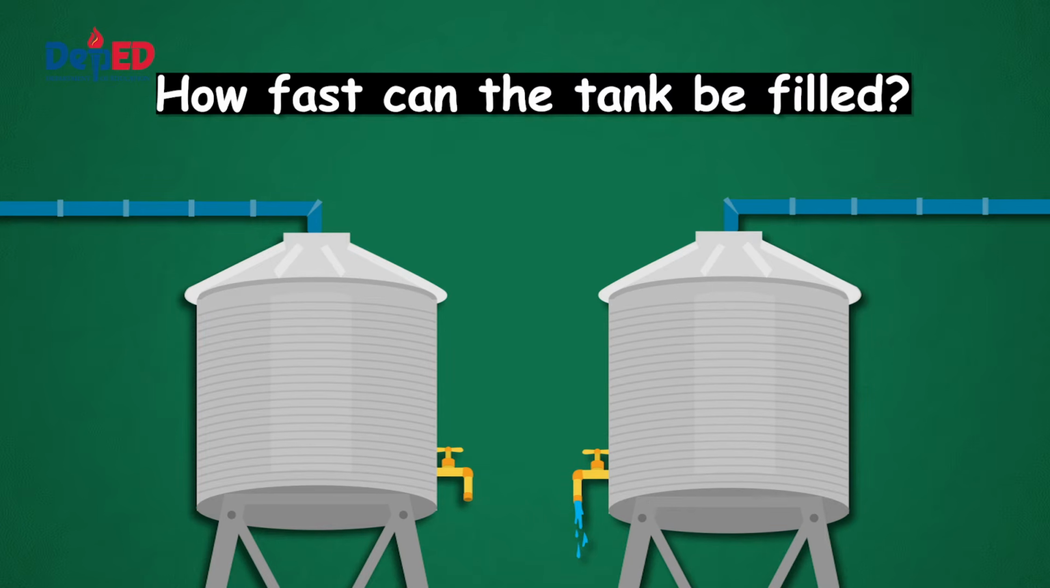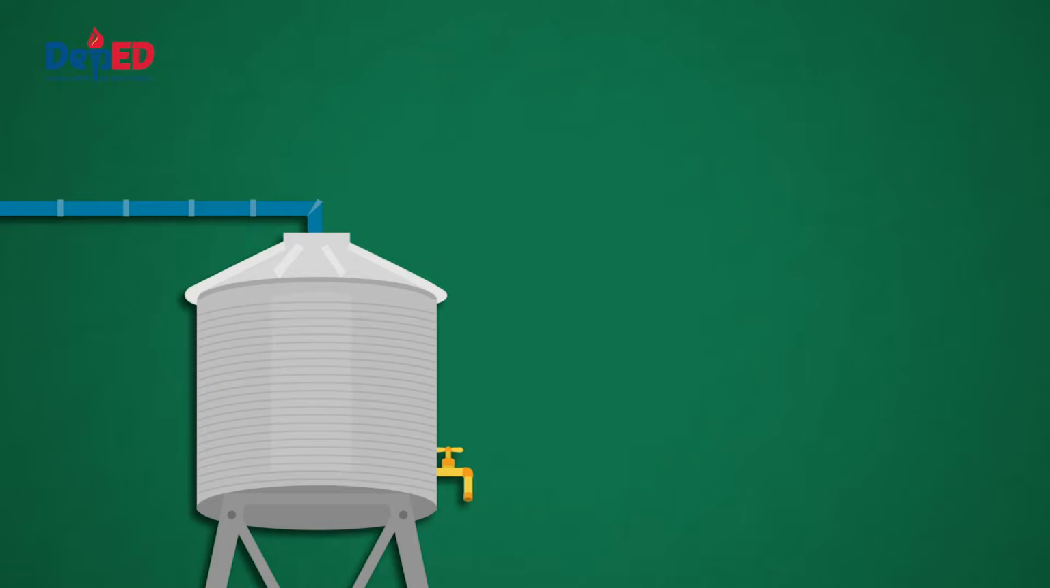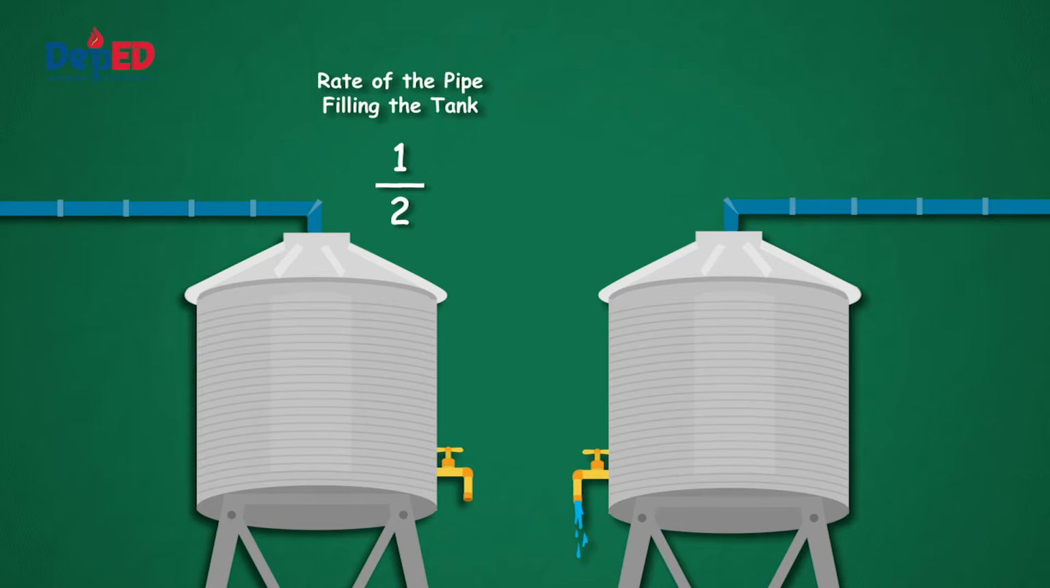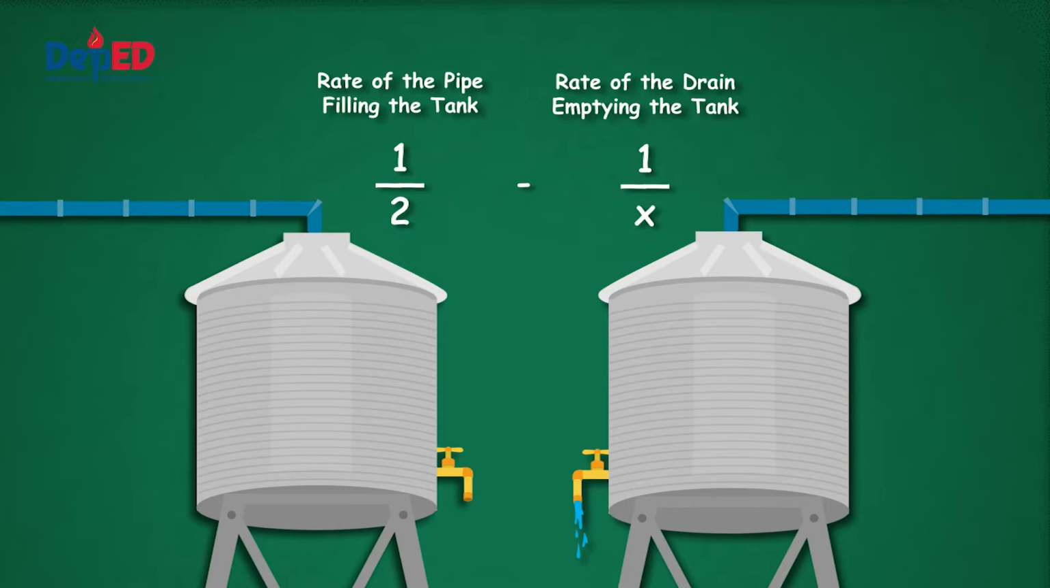To solve this problem, we need to identify the rate or speed the tank can be filled by the pipe and emptied by the drain. Since one tank can be filled by the pipe in 2 hours, we can say that its rate is 1/2. Then since the time to drain the tank is not given, we can say that its rate is 1/x. To get the rate when both pipe and drain are open, we have 1/2 - 1/x. We used subtraction because water is removed by the drain.